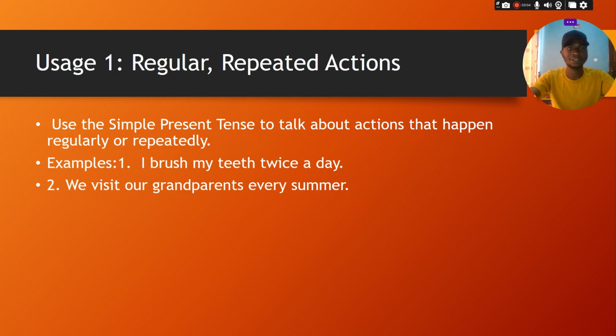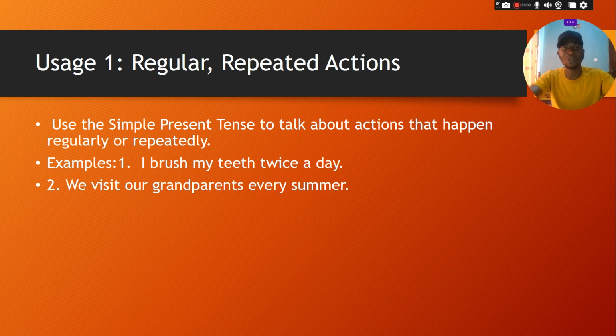Okay, then when do we use simple present tense? So we have this first usage, number 1. Use the simple present tense to talk about actions that happen regularly or repeatedly. Example number 1, I can say I brush my teeth twice a day. So my verb there is brush. So we say I brush my teeth twice a day.